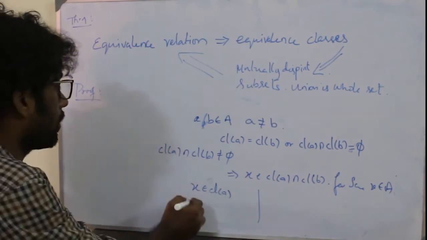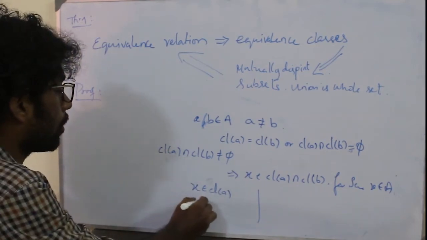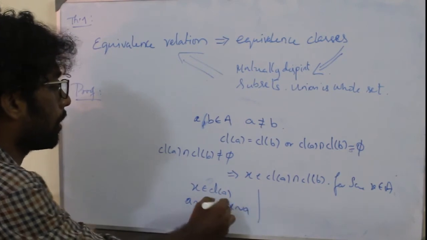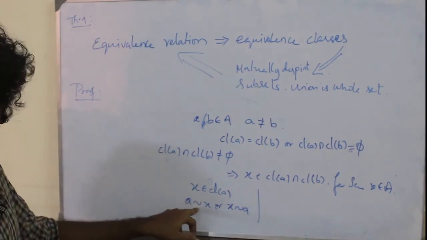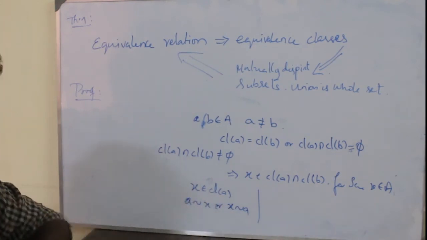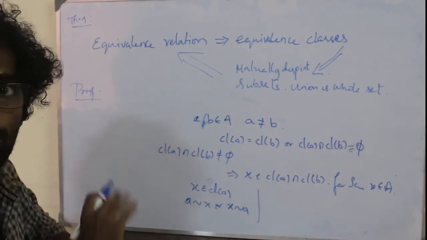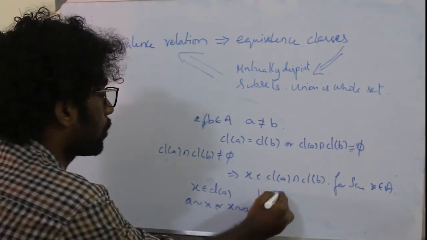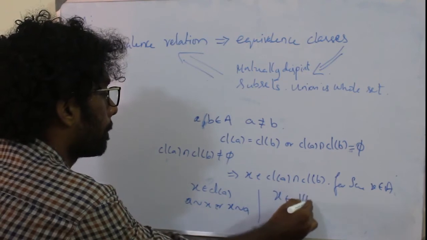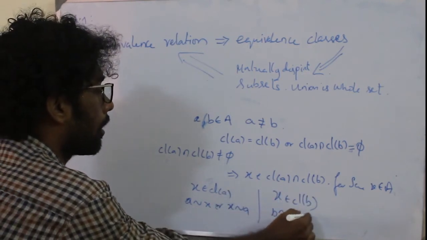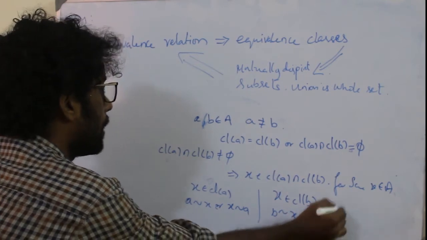Therefore, I can write it as A is related to X, or X is related to A, because both are the same. Because tilde is an equivalence relation, it possesses symmetry. So A is related to X or X is related to A, both are going to be the same, since tilde is an equivalence relation. Similarly, X belongs to Cl of B. Therefore, by the same logic, either B is related to X or X is related to B.